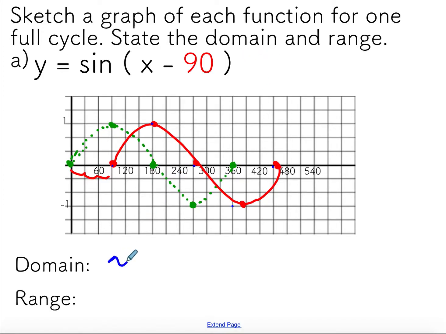The domain has not changed. I'm still working with any number in the real number system. So as long as I have an x, I can sub it in and get a y. My range is not any real number. The only condition here is that y has to be in between -1 and 1. And you can see that on the graph. Sorry, I'm kind of having trouble with my pen here. You can see on the graph that the maximum value is 1 and the minimum value is -1. All right, so that should be my range. I don't have any y values outside of there.